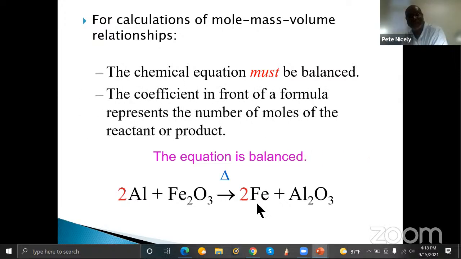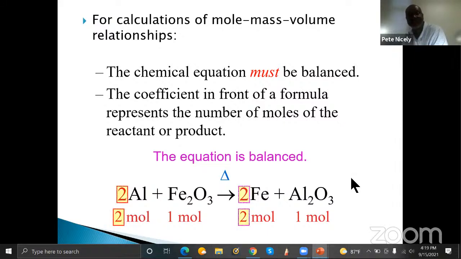Now, the reason why we need to have a balanced equation is because of this statement right here. The coefficient in front of the formula represents the number of moles of the reactant or product. So basically, what this is telling you is that for every 2 moles of aluminum that reacts, 1 mole of iron 3 oxide will react with it to produce 2 moles of iron and 1 mole of aluminum oxide. So that's the reason why we need to have the balanced equation, because we need to get the correct coefficients so that we can use them to do whatever problem solving we need to perform. All right, so as stated here, there's a 2:1 to 2:1 ratio, mole ratio between the aluminum, the iron 3 oxide, the iron, and the aluminum oxide.